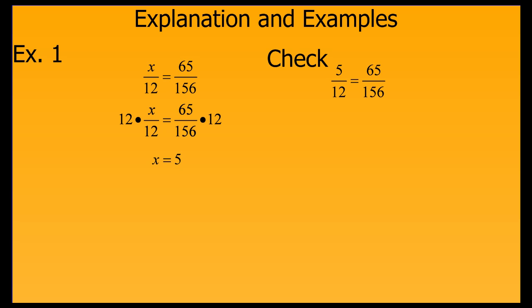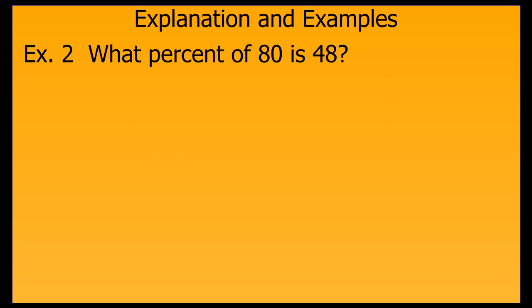It's always a good idea to check to see if our answer is reasonable. If I look back at the original proportion and fill in 5 for x, I get 5/12 equal to 65/156. Does that seem reasonable? Well, 5 is a little less than half of 12, and 65 is a little less than half of 156, so it does seem reasonable. If I want, I can actually use my calculator and divide out both sides to check my solution. So if I divide 5 by 12, and then do 65 divided by 156, they are indeed equal, so my solution checks. Let's try another example.